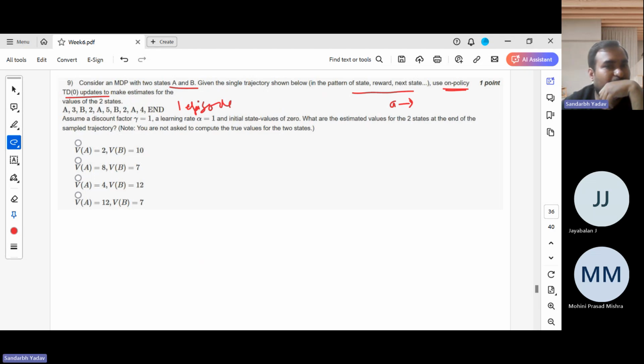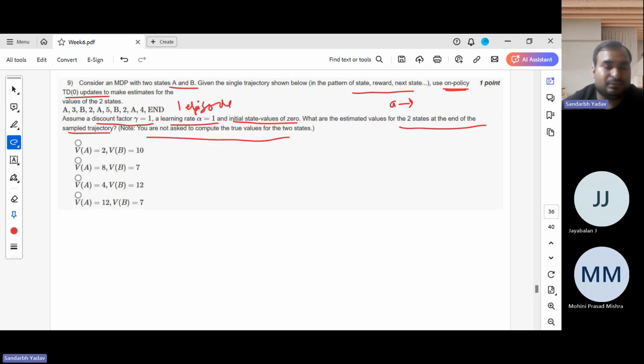There are two ways of doing this. I already mentioned the first way, where you construct an MDP, but we did that because we had to construct the MDP in one of the previous questions. Here we can do it by actually applying the updates. Assume a discount factor gamma of one and a learning rate of one, given to ease the calculation, and initial state values of zero. What are the estimated values of the two states at the end of the sample phase? You are not asked to compute the true values of the two states.